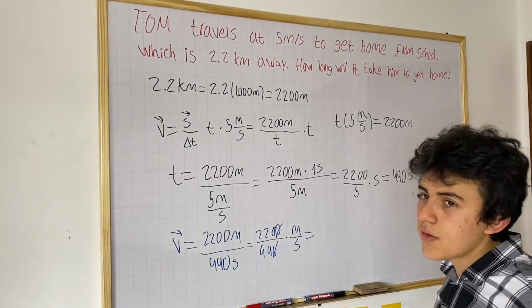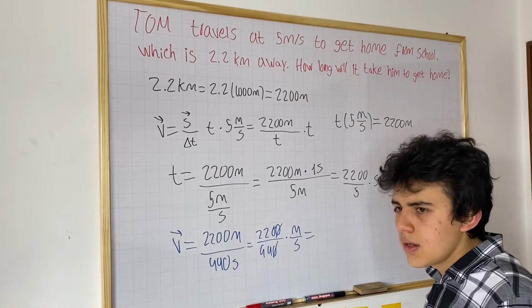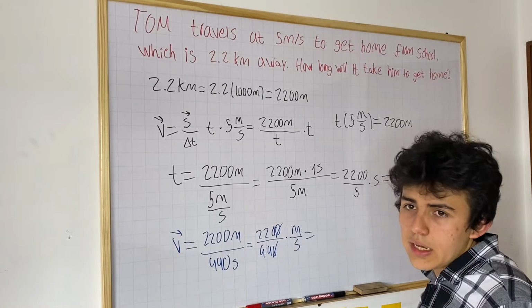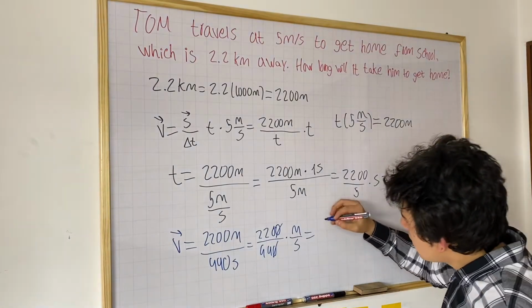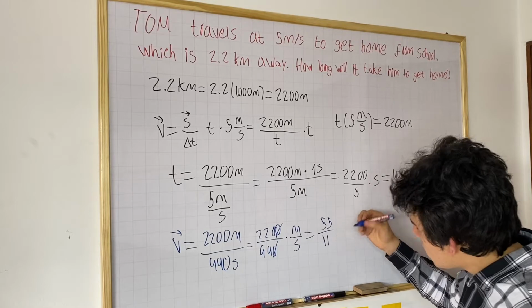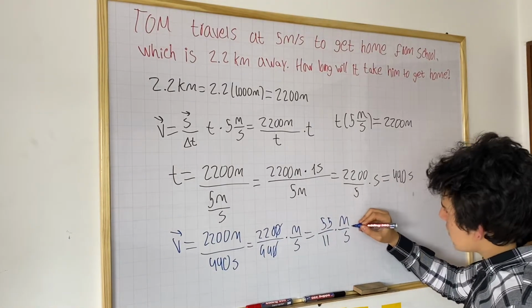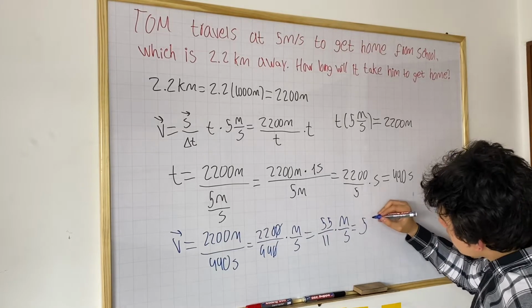220 divided by 44, let's take halves. So we would have 110, 22, 11, and 55. So 55, and it's actually 5, yeah. 55 divided by 11 times meters per second. This is the same as 5 meters.